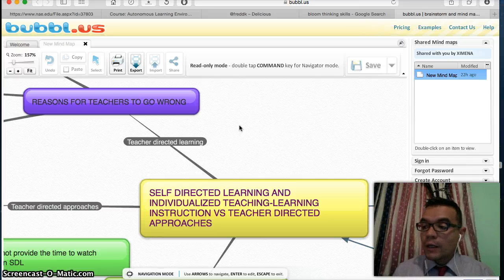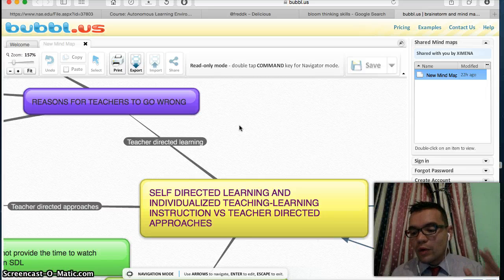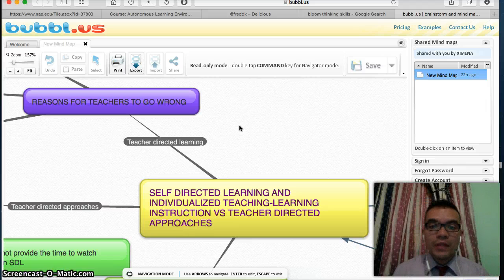So, in a nutshell, self-directed learning is where individuals take initiative and responsibility for learning. Individuals select, manage, and assess their own learning activities. They learn what they want to learn and they plan it.